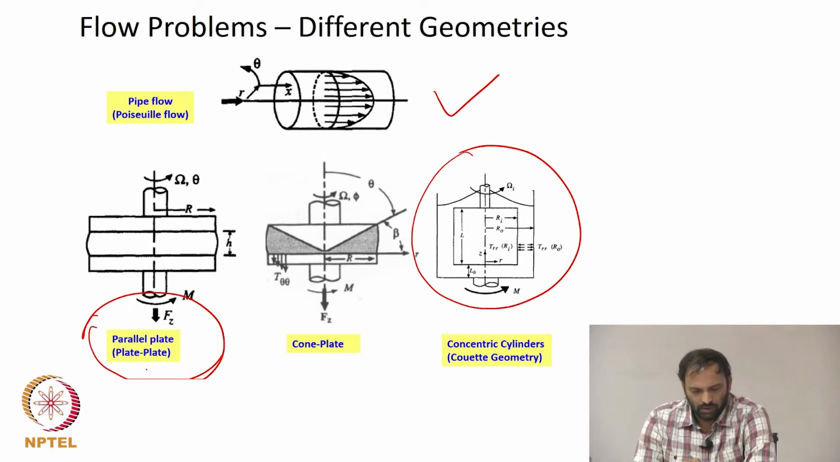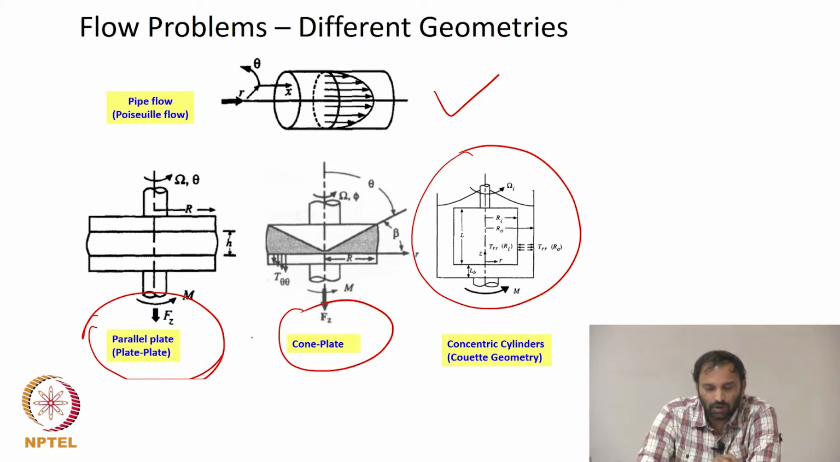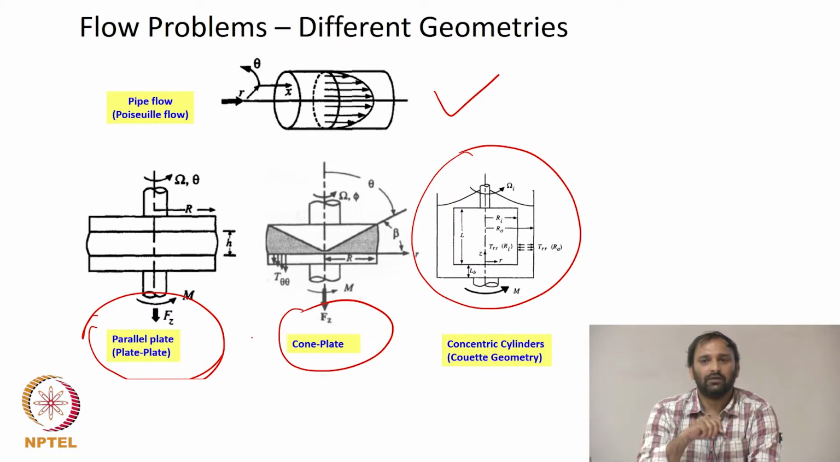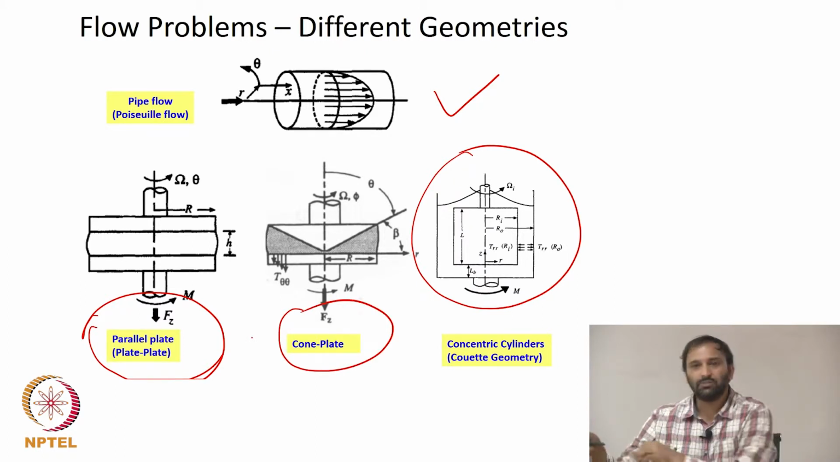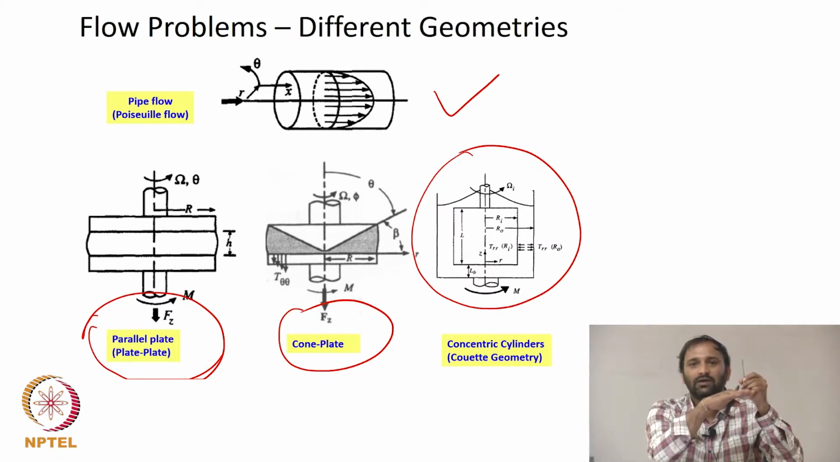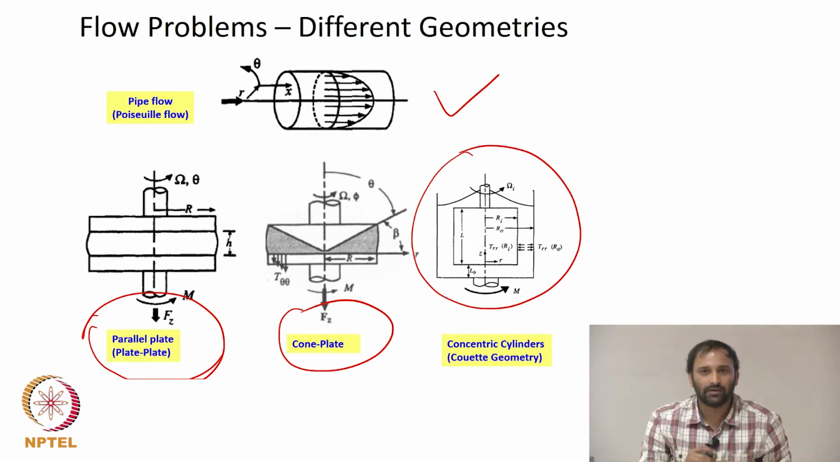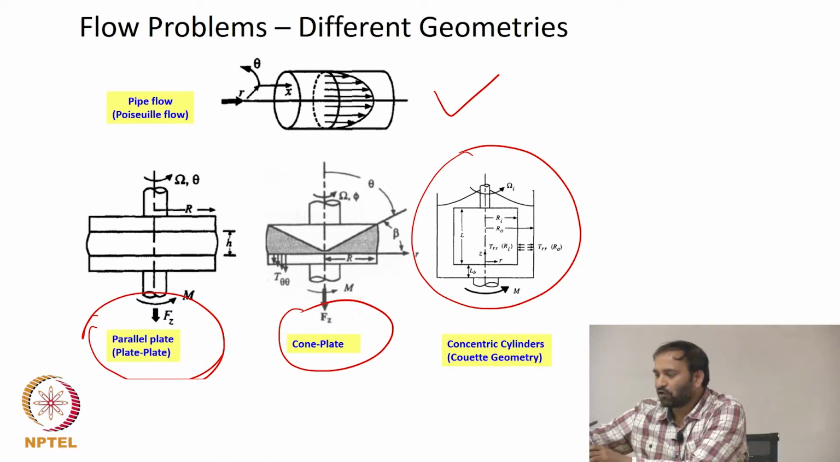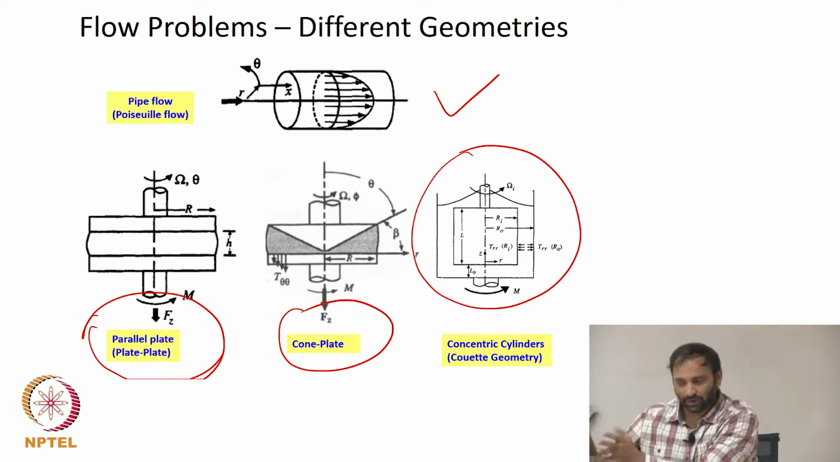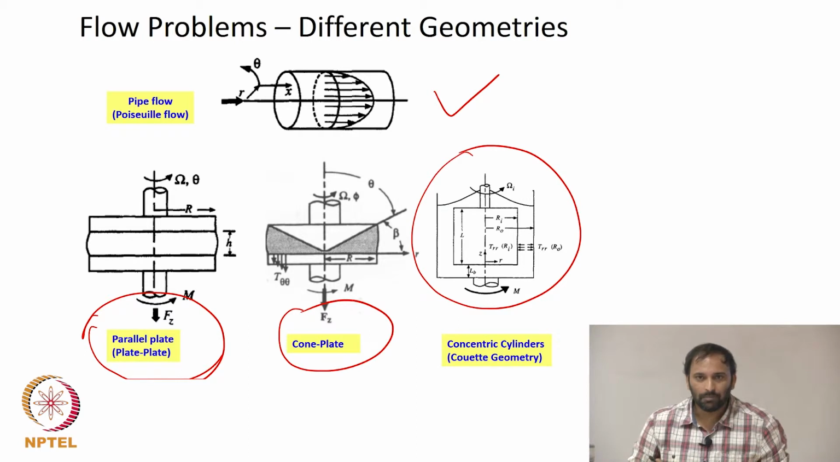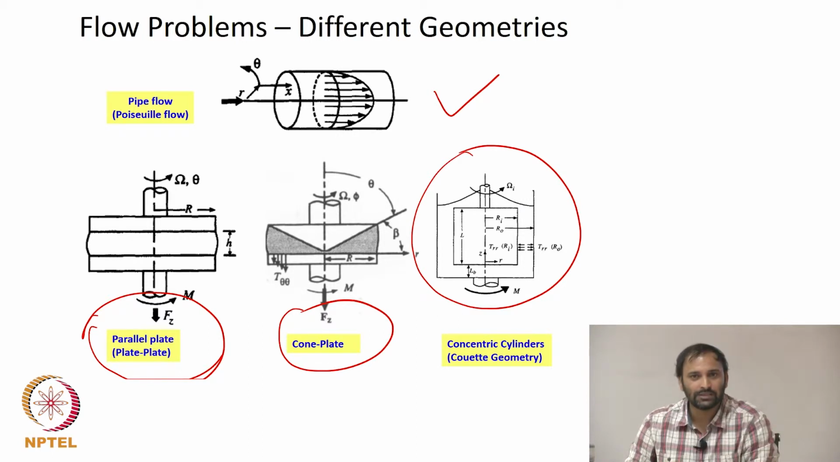Another example is something called a cone plate geometry. Again, there's a similar device like this, but instead of a flat plate here, it will be a tapered cone, and again there's a bottom plate. So these are four classes of standard problems that you do in different books: pipe flow, parallel plate, cone plate, and concentric cylinders.